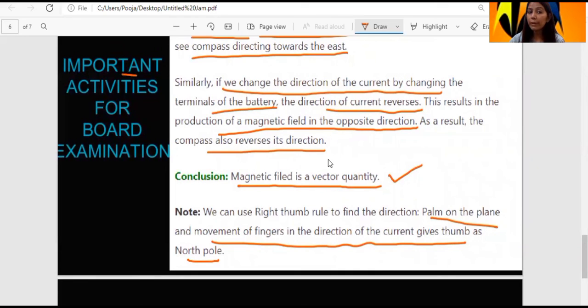And these are the most important activities according to the board examination also.